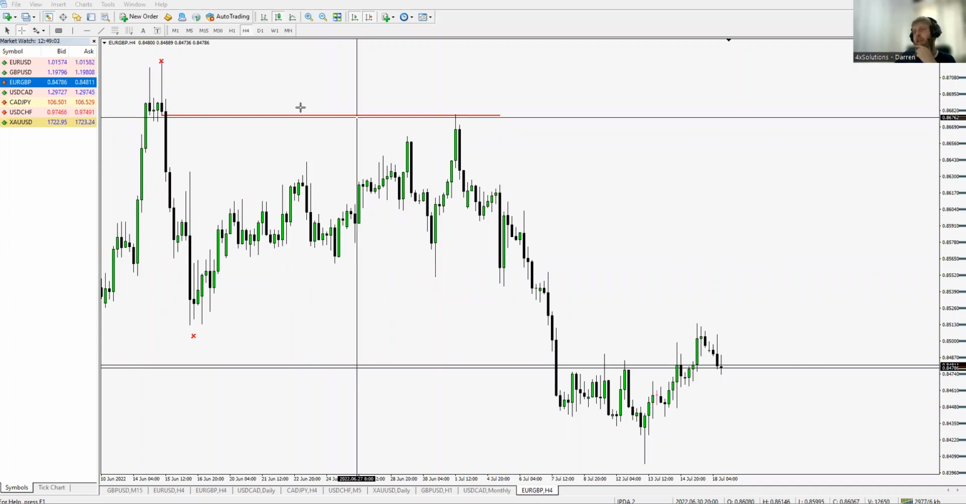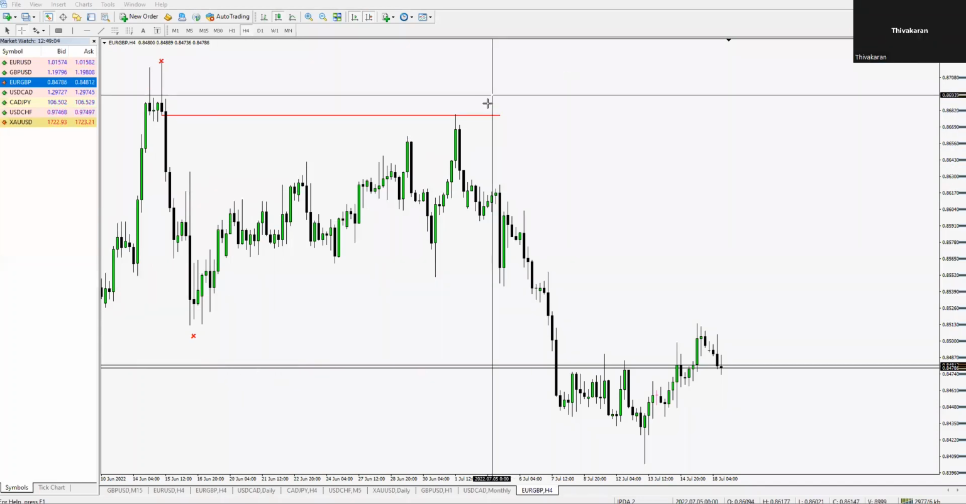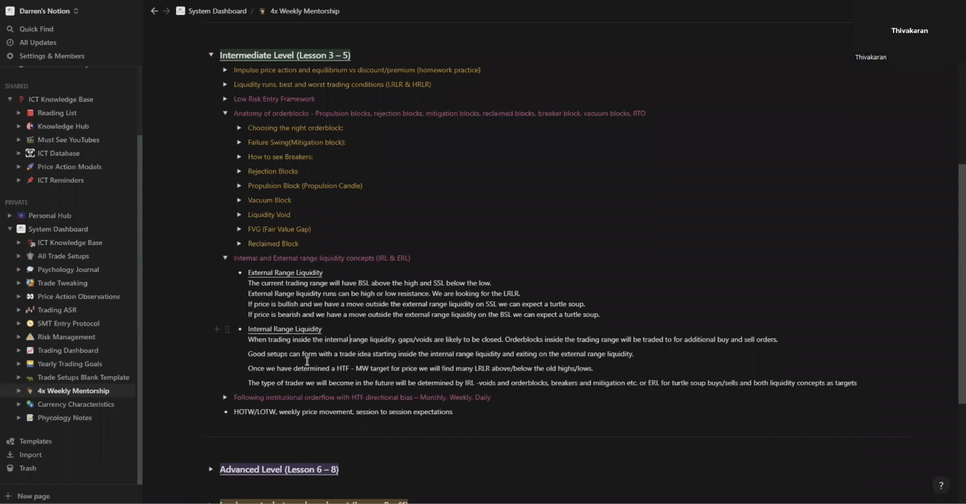So basically that is internal to external, and that is essentially what we just said over here, is that price goes for a particular internal or external range liquidity idea. Good setups can form with a trade idea starting at internal range liquidity and exiting at external range liquidity, which is what I've just showed you over here on Euro GBP. Okay, so this is where the higher time frame sort of overflows now into what we start to see about the PDAs, and it's something Temitopi asked if it's relevant.